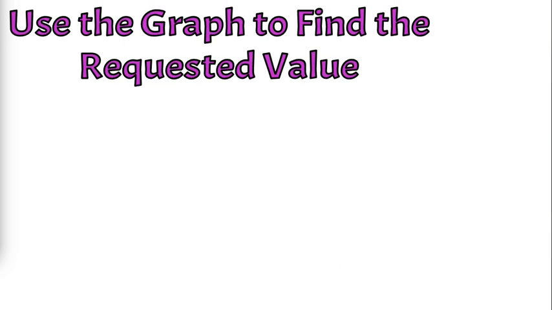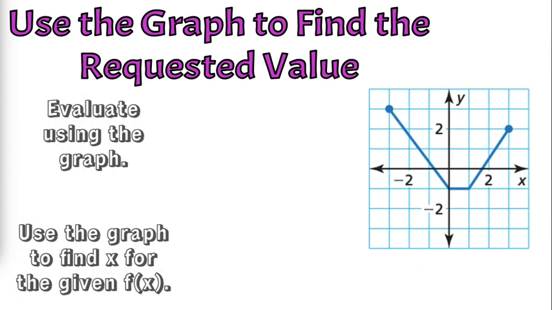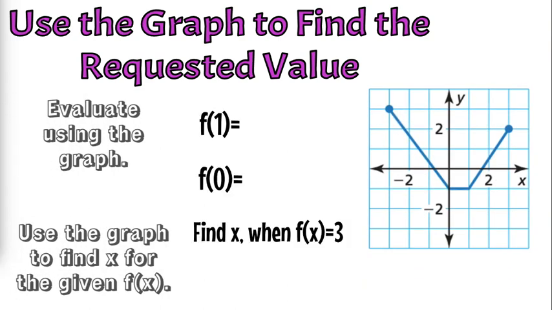Now we can use a graph in the opposite way. We can use the graph to find information about a given function. So we can use the graph to evaluate functions for different values of x, as well as to find x for a given value of f of x. So if we want to find f of 1 on the graph, we're looking for where the graph x equals 1. Where on the graph does x equal 1? We see that x equals 1 when y equals negative 1. So f of 1 is equal to negative 1.